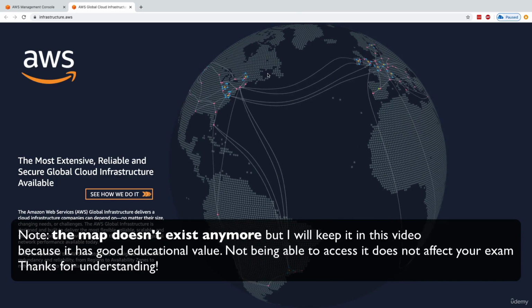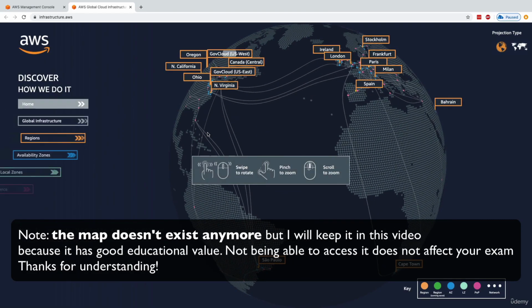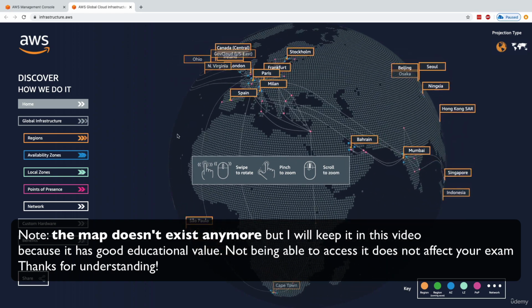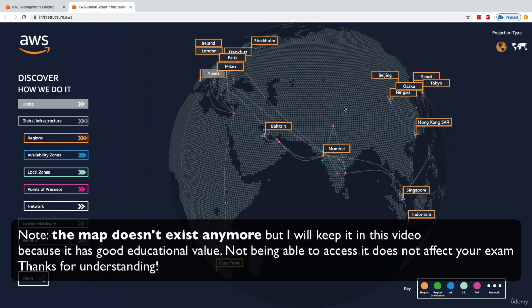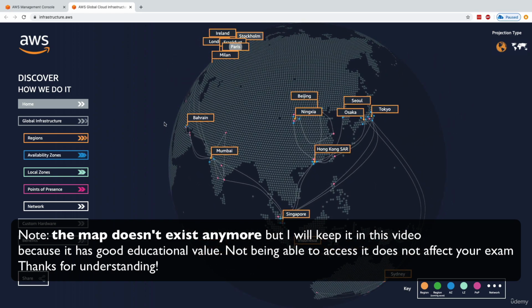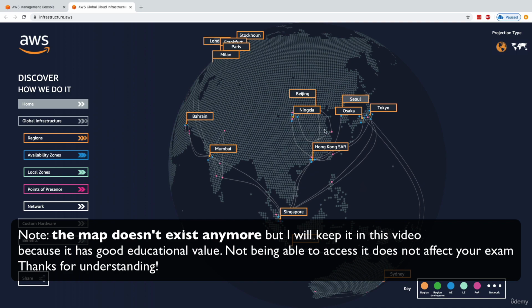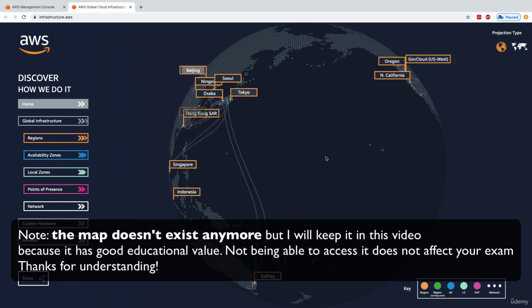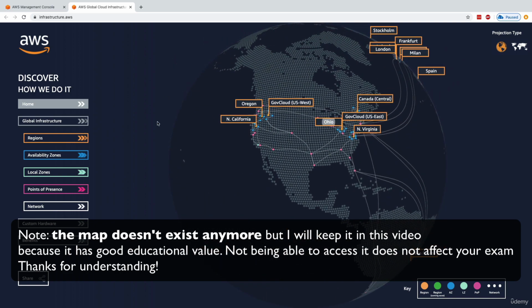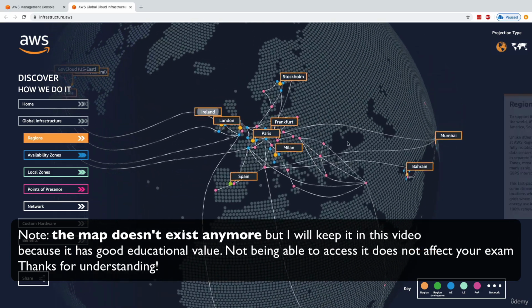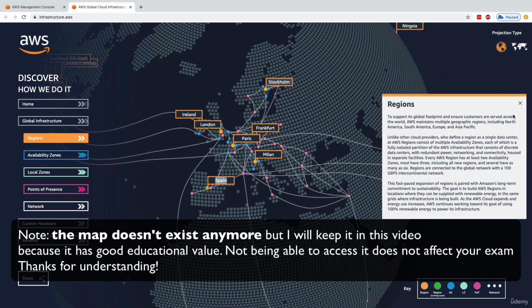So this website shows you a map of the world, and if you click on it, you're able to look around the globe and see where AWS has some presence. So every orange box is going to be a region. As you can see, you have regions all around the world, but not everywhere. And right now, if you click on regions, you will see where they are and how they are structured and so on. And so, for example, for Europe, you have regions in Spain, London, Ireland, Paris, Frankfurt, Milan, and Stockholm.